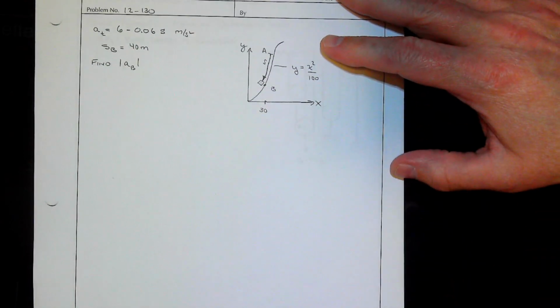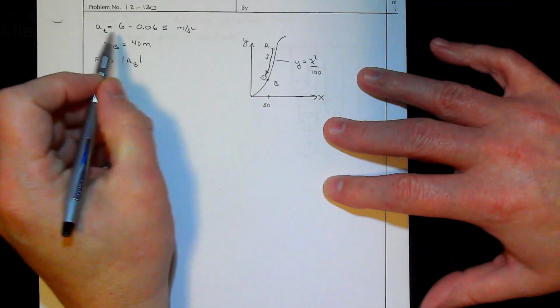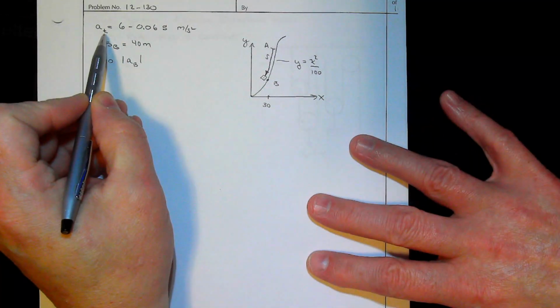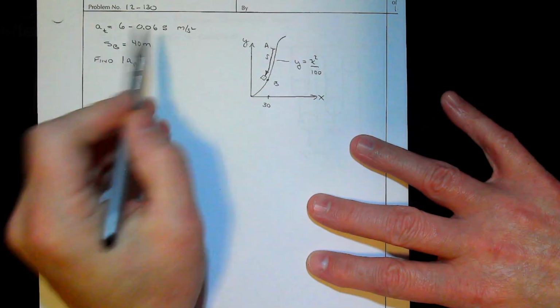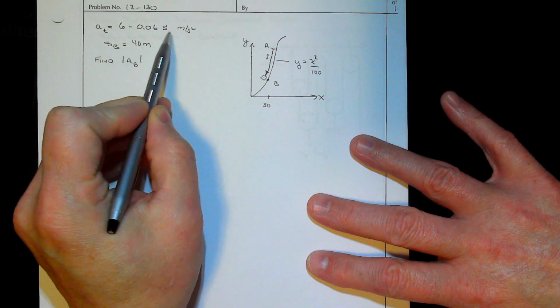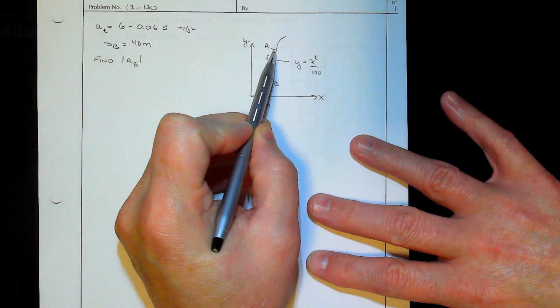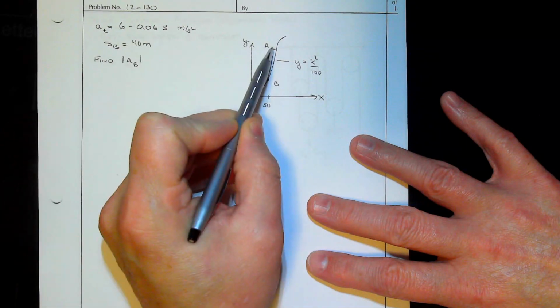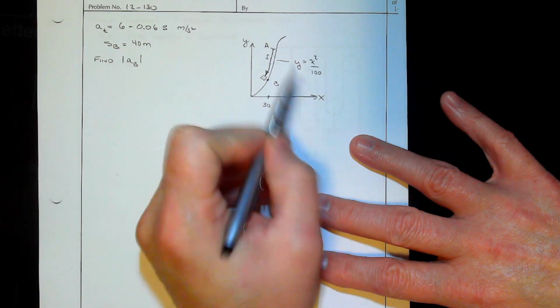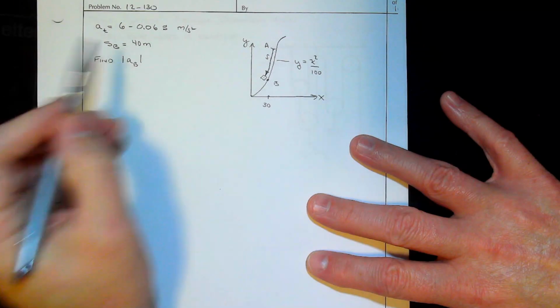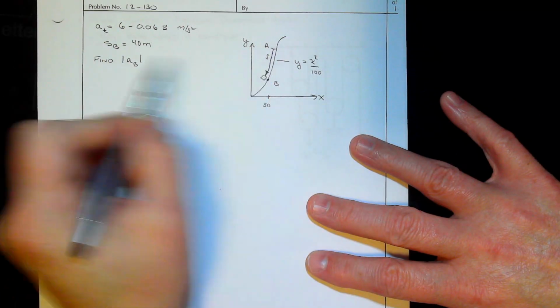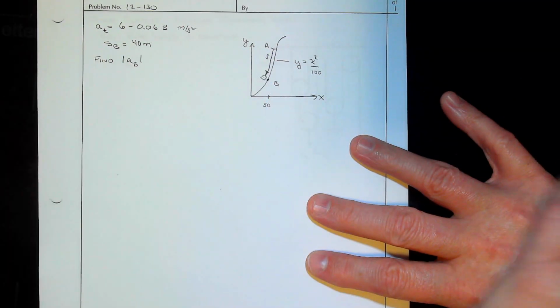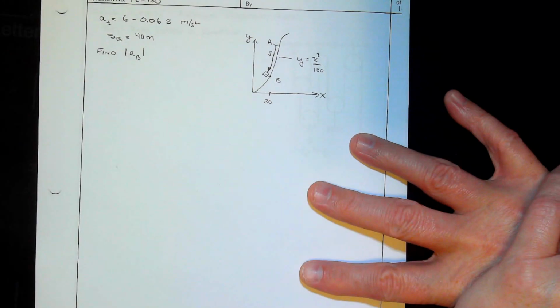So here's our next problem, and we're given the acceleration, which is not constant, going along the path. We're starting from A, measuring path length, and so here's the acceleration as a function of distance along the path. Here's the path, we know it, and we're going to go 40 meters along the path, and the question says find the acceleration of B.